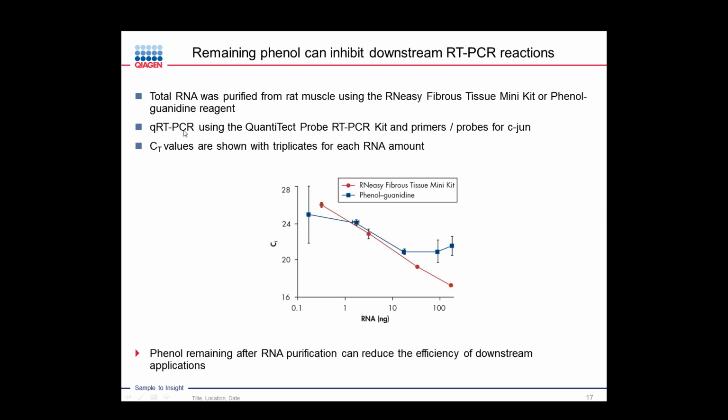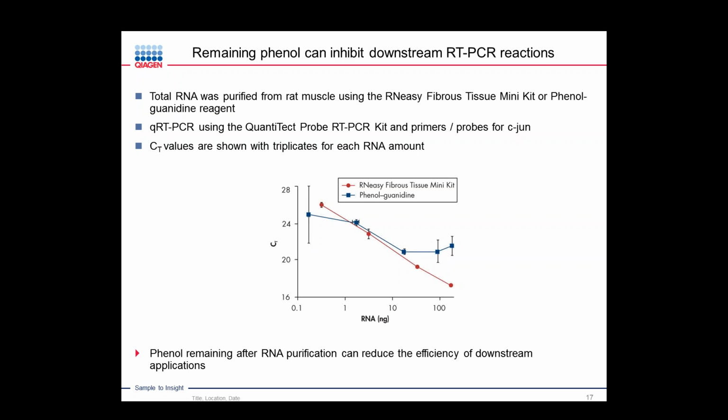Contaminations like phenol remaining after RNA purification can dramatically reduce the efficiency of your downstream application. In this experiment, total RNA was purified from rat muscle using the RNeasy fibrous tissue mini kit, and in comparison, a phenol guanidine containing reagent. Quantitative real-time PCR was performed using the QuantiTect probe RT-PCR kit and primer probes for CTNNB, a transcription factor.